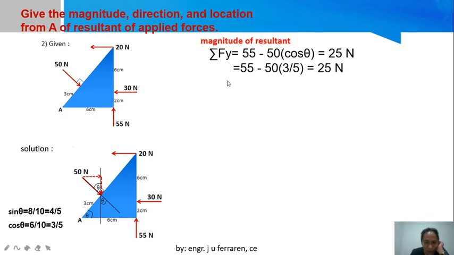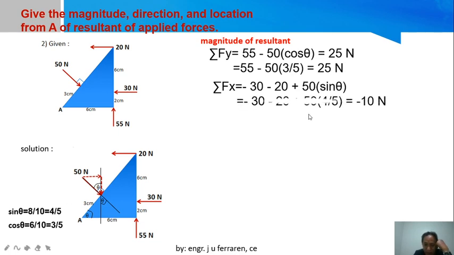The summation of forces along X. Okay? So I have 30 going left, that's negative 30. I have 20 going left, that's also negative. But the horizontal component here, because my arrow is directed to the right, that is why it's plus. Opposite, so I'm using sine. So the value of sine can be replaced with 4/5. If that is replaced with 4/5, there I have the minus 10.